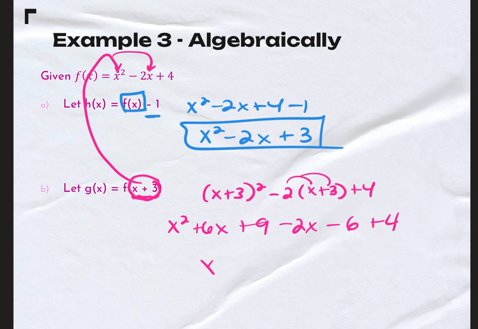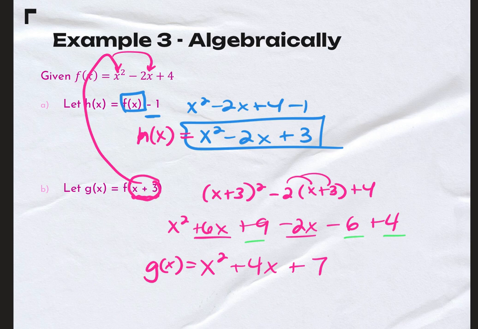Combine your like terms: x squared. There's 2x terms, so plus 4x. And there's 3 constants, so positive 9 minus 6 is 3, plus 4 is 7. And these are g of x now. They're no longer f of x. This one was h of x. That one's g of x. Questions on those?